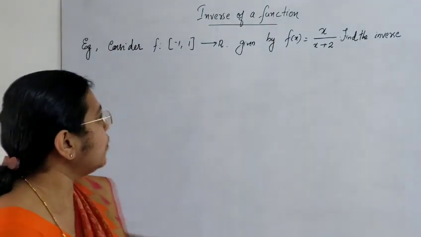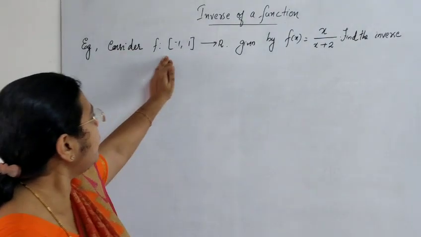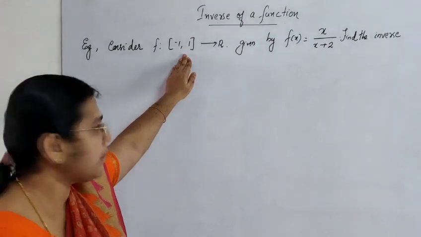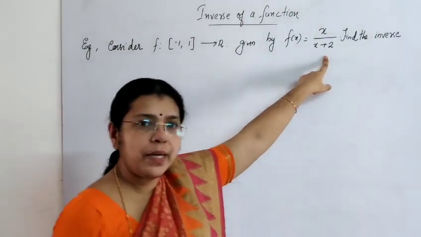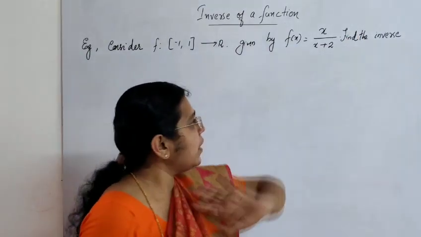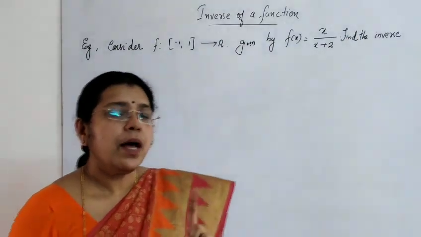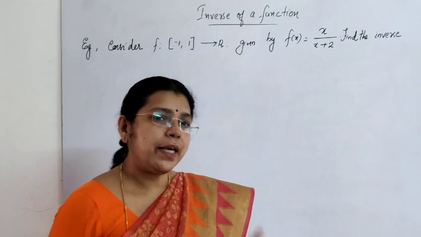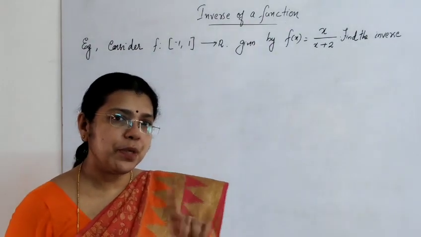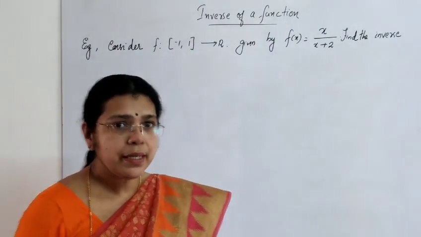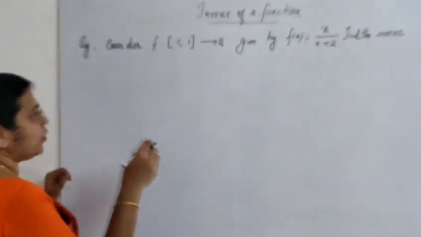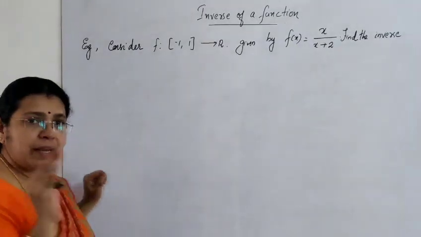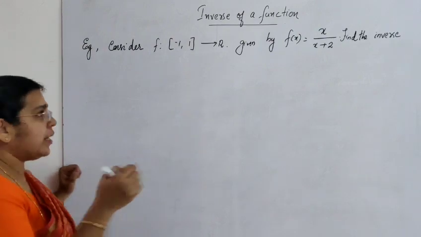Consider f as a function from the closed interval [-1, 1] to R given by f(x) = x/(x+2), and it is asked to find the inverse. Now, as I have told you, to find the inverse, the function must be 1-1 and onto. Right? So in order to prove that it is 1-1 and onto, we have already done proving 1-1 and onto.